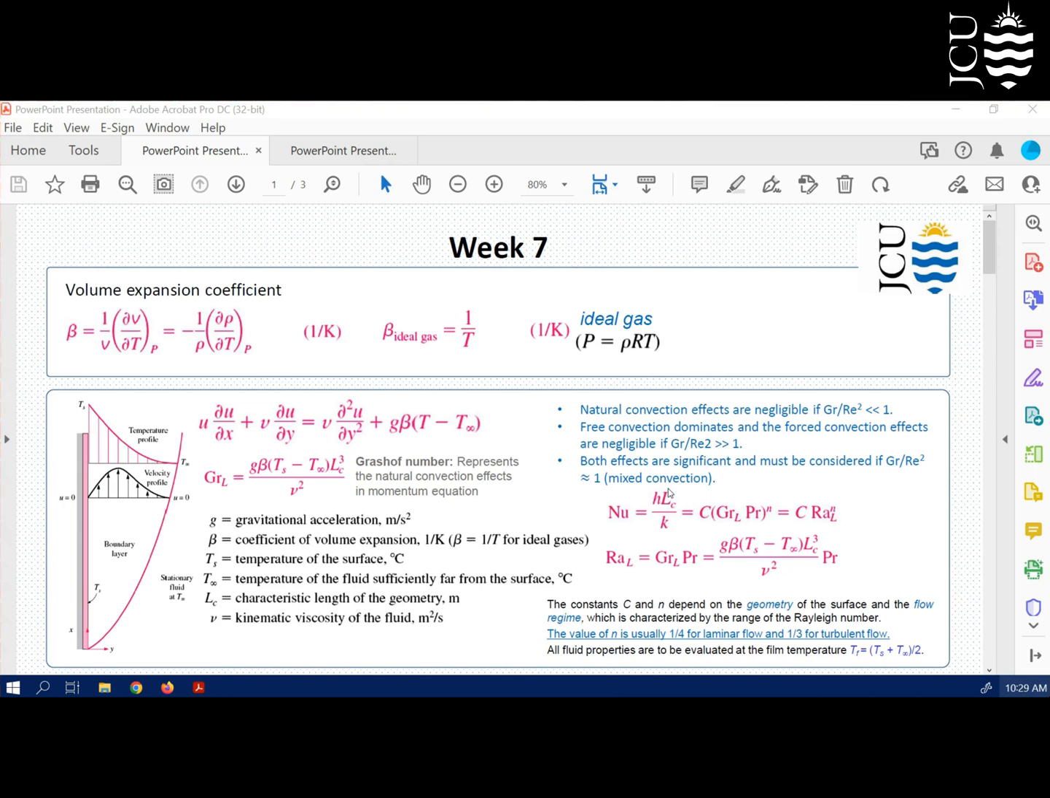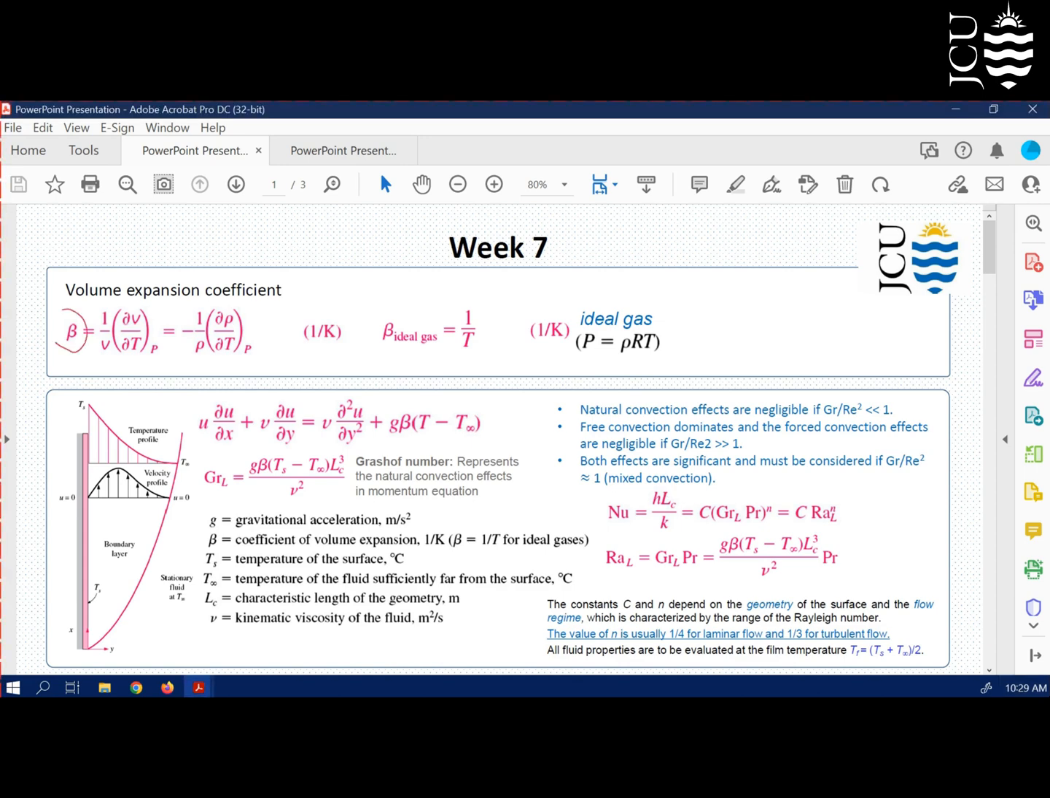Class, this is summary video number 7, which is about the natural convection chapter. For this chapter, the first item we investigated was the thermal expansion coefficient, which was beta. And we investigated the formula for beta, which was the derivative of density over temperature, or volume over temperature, so it will be the same.